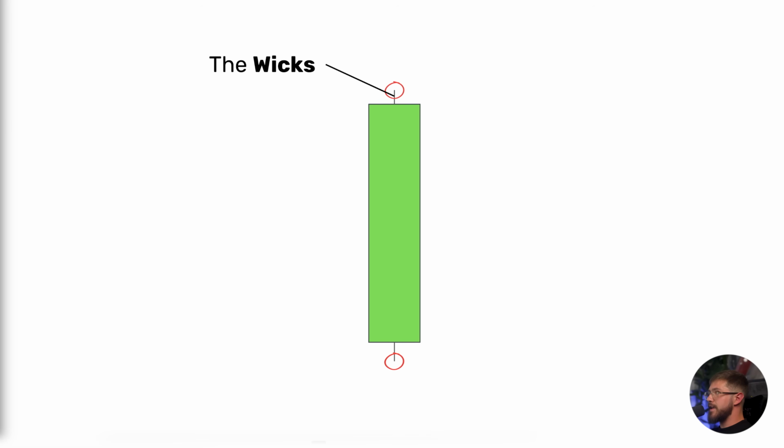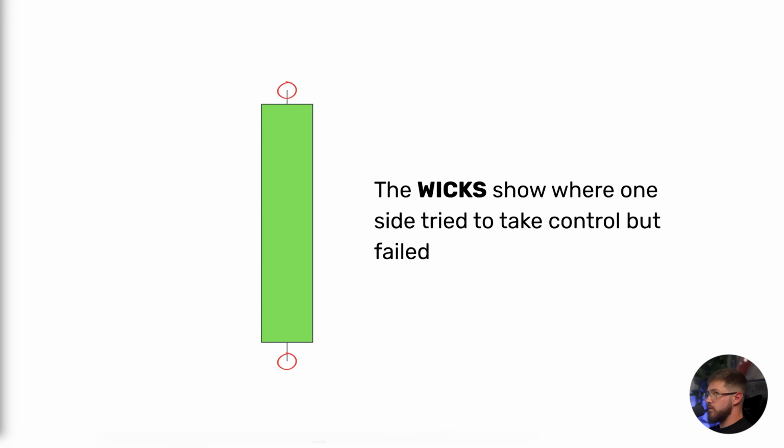The thin lines extending above and below the body, those are called wicks. These are incredibly important because they show you the rejected prices. The upper wick shows you how high price went above the body during that period, and if there is a long upper wick, it means someone tried to push the price much higher, but they got rejected and the price came back down. And the lower wick shows you how low the price went below the body during that period. And if there's a long lower wick, it means someone tried to push the price lower, but they got rejected and price came back up. And these wicks are crucial because they show you where one side tried to take control but failed.